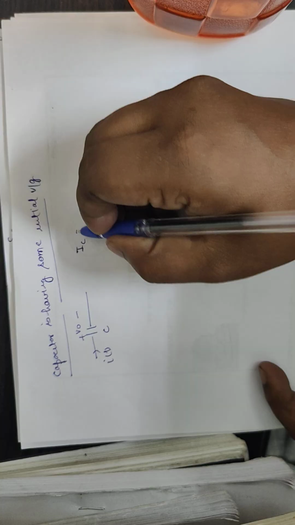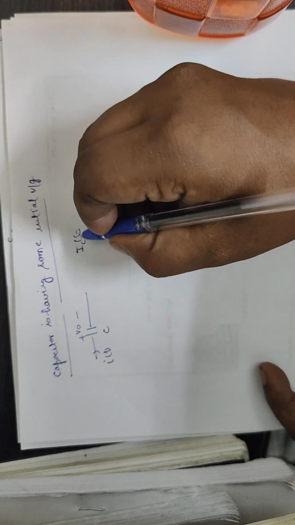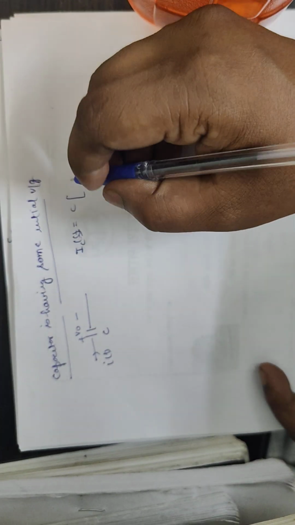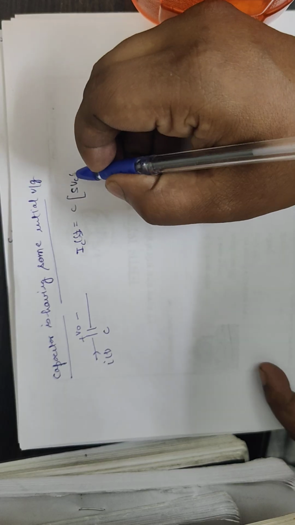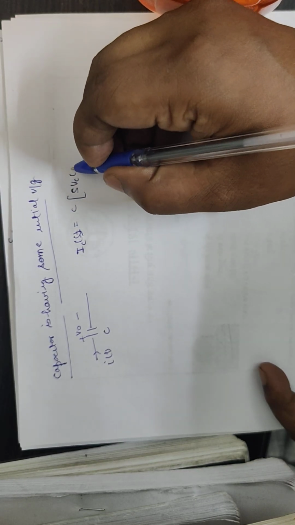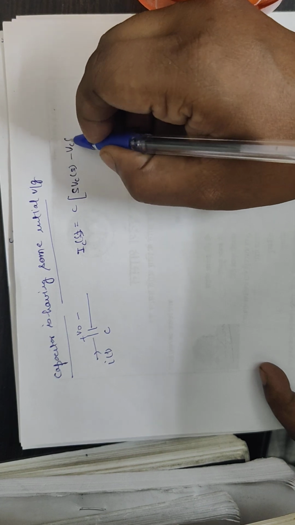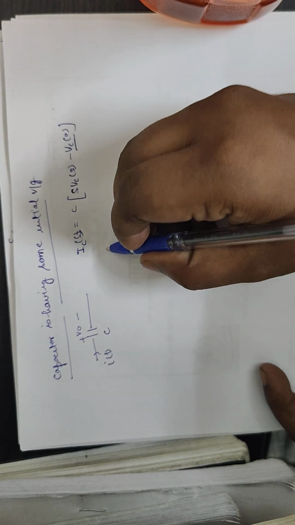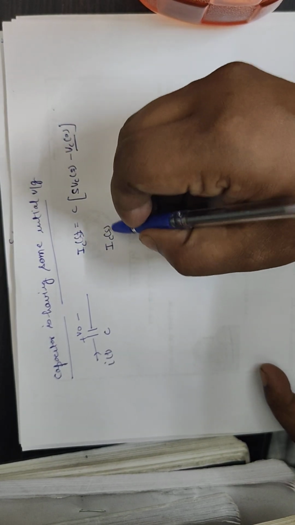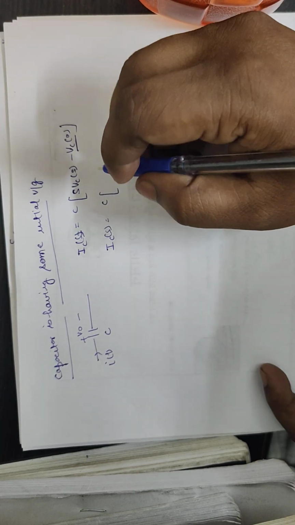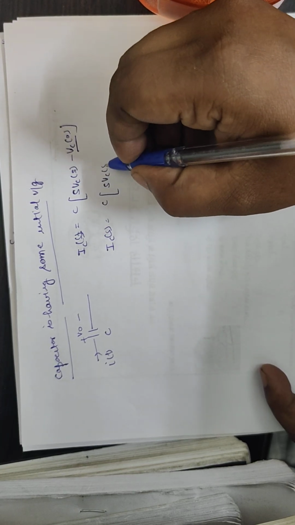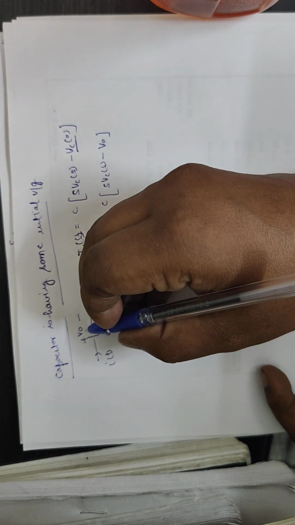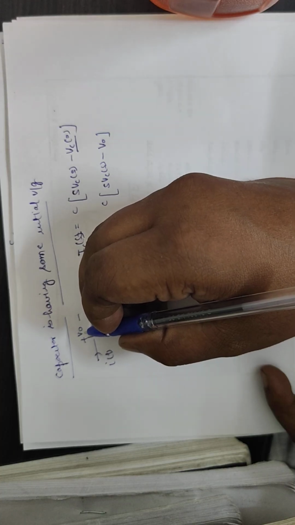So what will the current be? The current is 1 by S into C, and as we have already differentiated, S into V(s) minus Vc at 0. That voltage is already there, some charge, some voltage, 1 by Cs. So we can write S into Vc(s) minus V naught, because Vc at 0 is that V naught voltage.